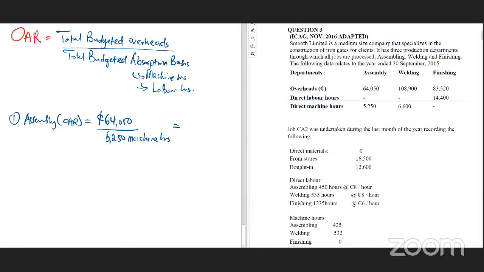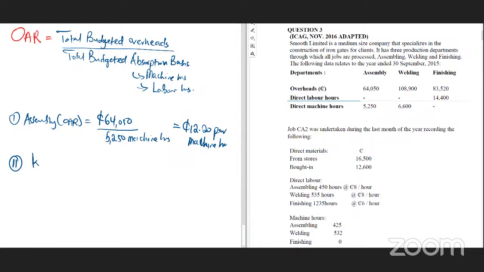You can unmute. 64,050 over 5,250. And that gives us 12.20 pesos per machine hour. So for every machine hour used in the assembly department, if overhead was a person, we would pay him 12.20 pesos, just like we pay a labor rate. This is the rate at which we are going to incur overhead costs.